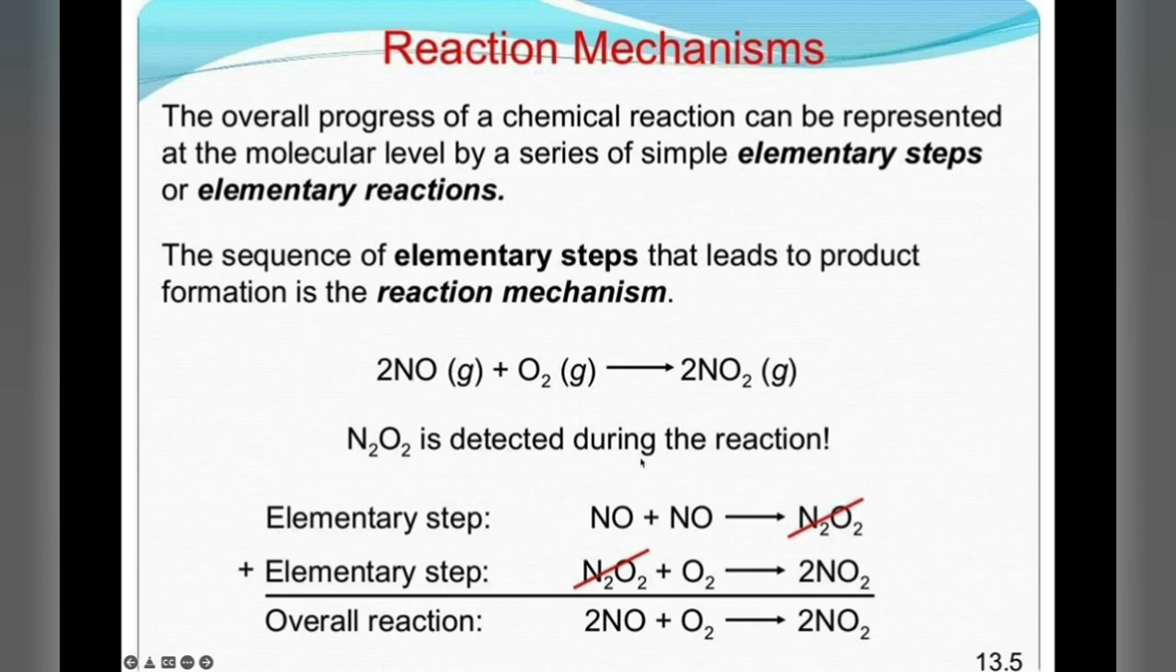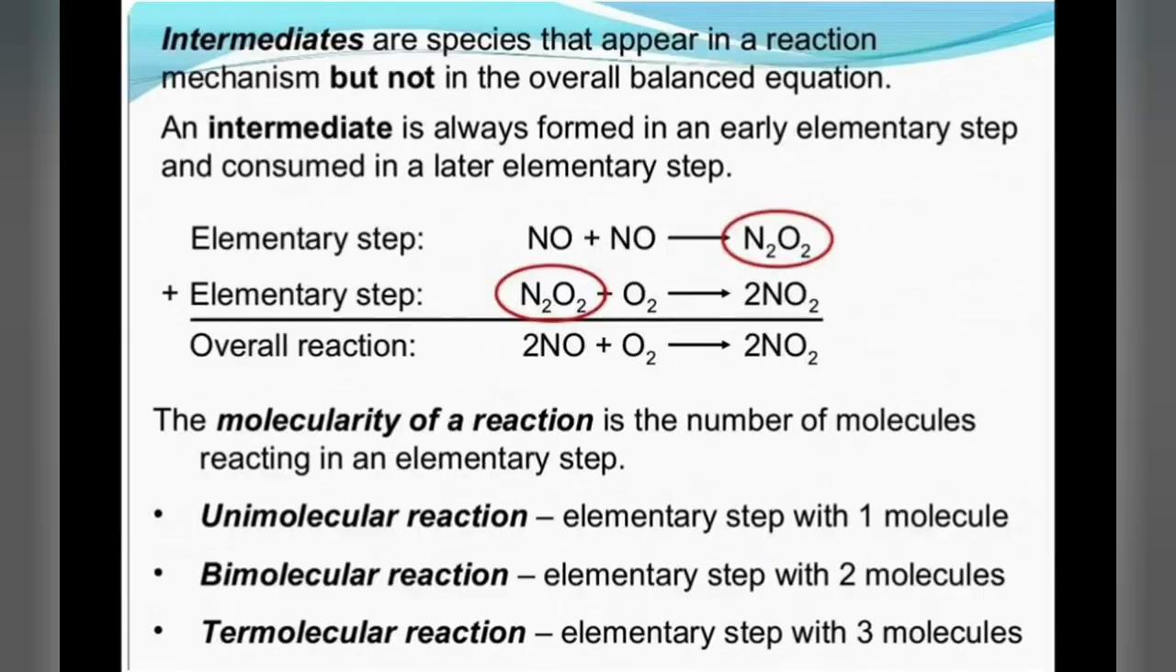See, 2NO means NO plus NO. So NO plus NO will give you N2O2, 2 times N and 2 times O. So that is N2O2. So next elementary step is this N2O2. See, from here we get N2O2. Here in this equation we are not showing this N2O2. So that N2O2 reacts with this oxygen. See, and that finally gives you 2NO2. See, these two gets cancelled. So the overall reaction will be NO plus NO means 2NO plus O2 gives 2NO2. So that is the way which you have to understand the reaction mechanism.